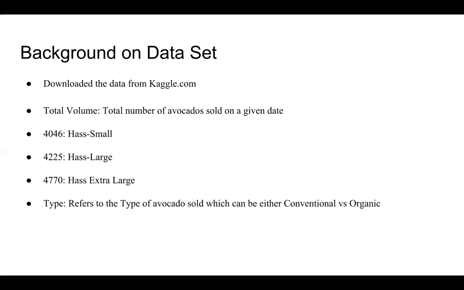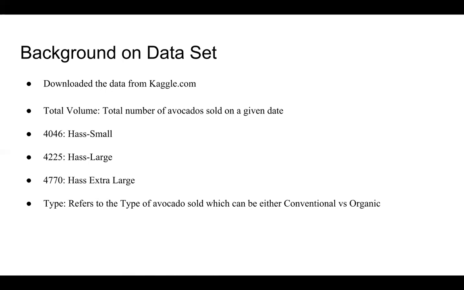So just some background on our data set. We downloaded it from Kaggle.com. Our data set provides various types of historical data on avocados. Relevant columns in our data set are total volume, which is just the total number of avocados sold on a given date. The next three columns focus on the type of avocado grown.